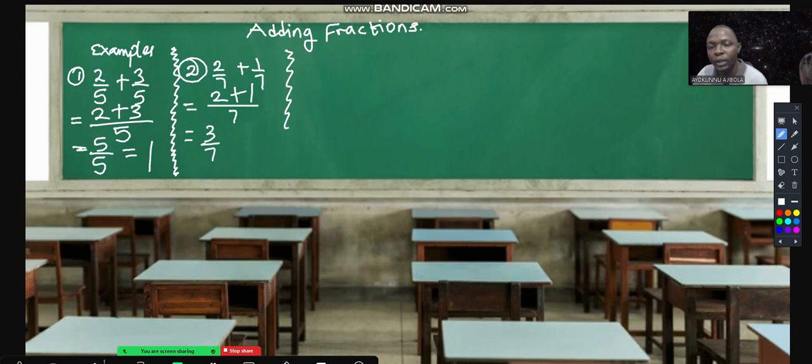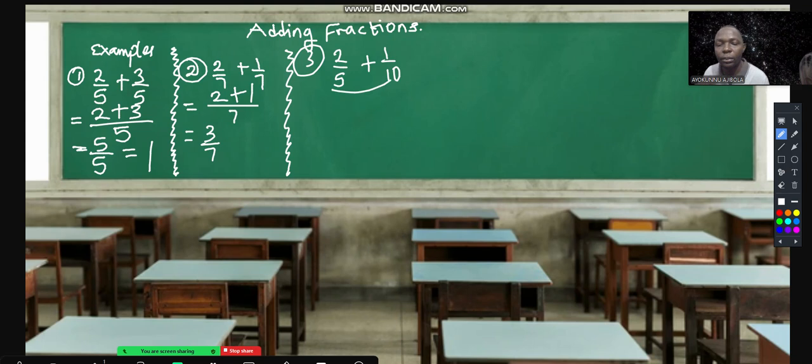Then number 3. Let us look at the one that is not the same denominator. Let's say 2 over 5 plus 1 over 10. Now this time we don't have the same numbers, but we have one bigger than the other, which is also a multiple of the other one. So since 10 is a multiple of 5, I'm bound to pick the 10.